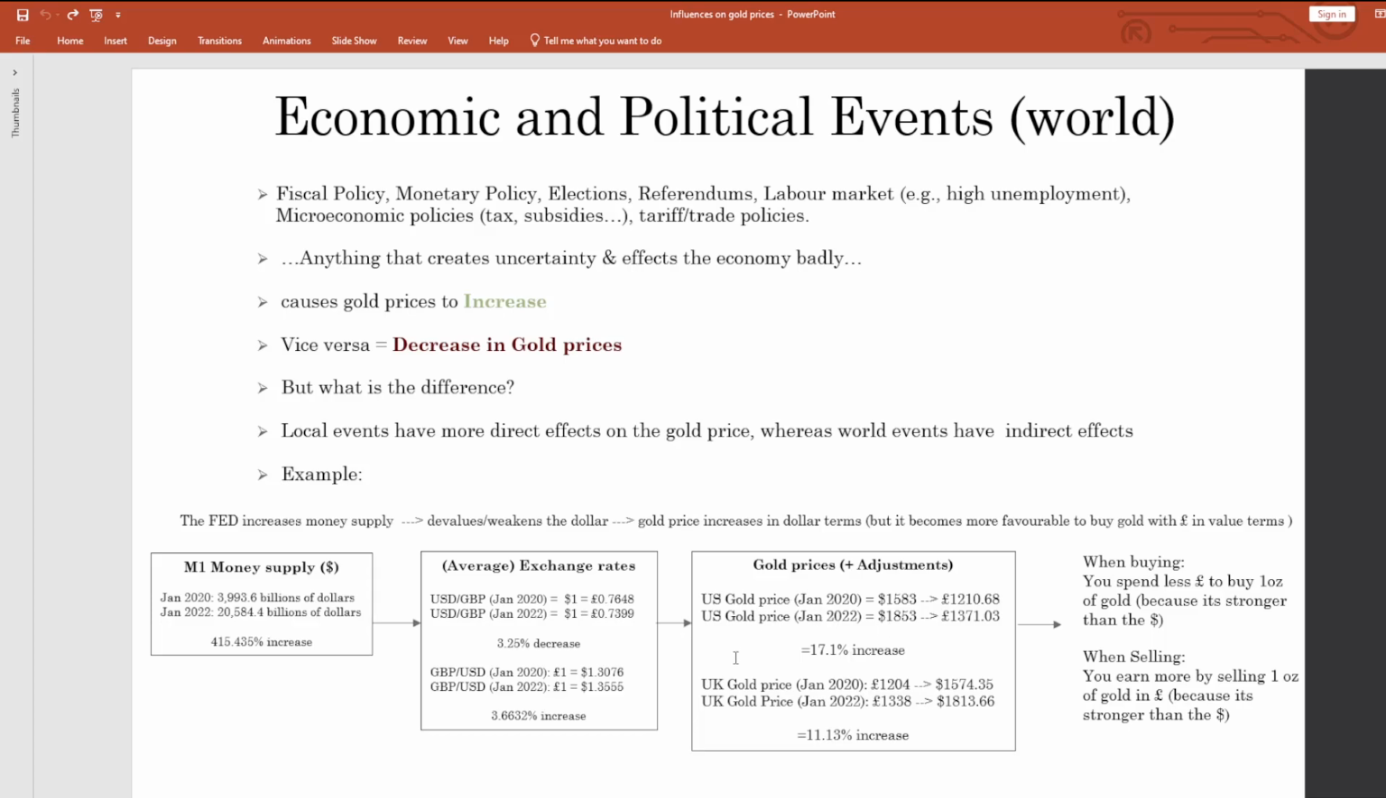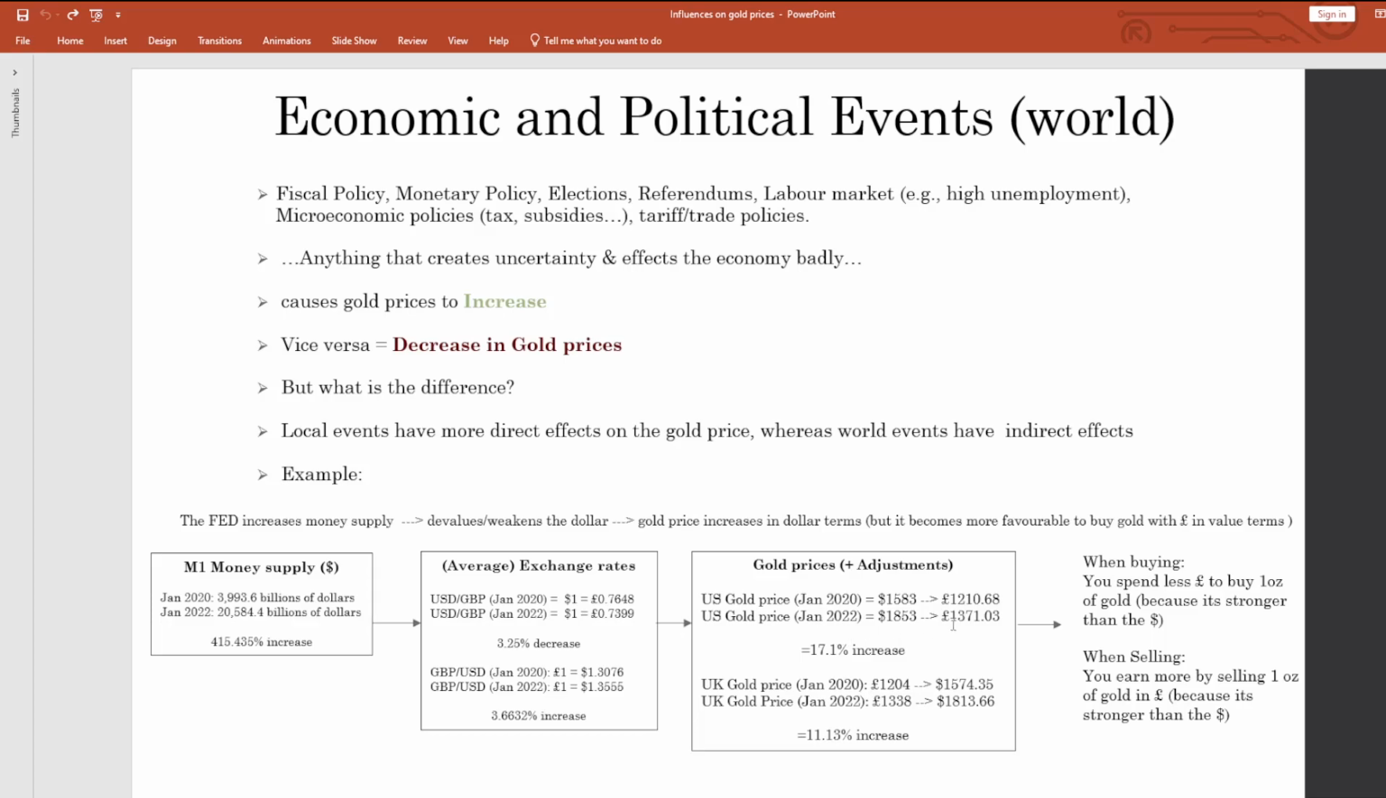Now if we go to the UK side, let's imagine that we are buying a gold coin in a UK shop instead of a US shop. In the UK the price of gold was £1,204, using this exchange rate, which in dollar terms was 1,574. And then in 2022 it was 1,338 pounds, which in dollar terms is 1,813.66. So that's an 11.13% increase in the price of gold in the UK market. And in the US the increase was larger.